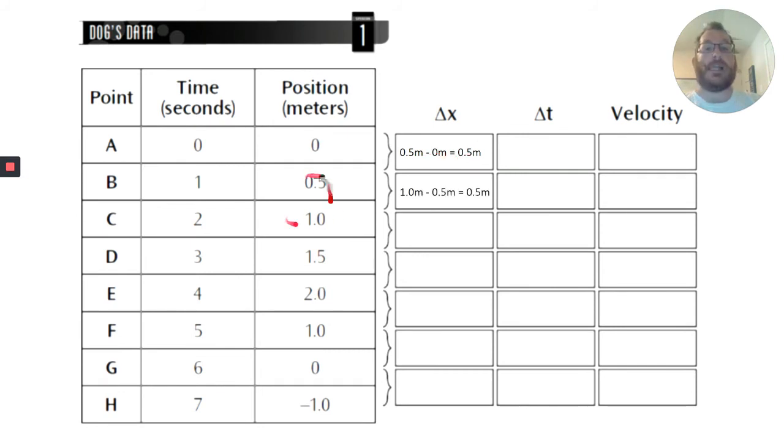If we ended up at 1 and we left from 0.5, then we went 0.5, right? 1 minus 0.5 gives us 0.5. Same thing here, 1.5 minus 1 gives us 0.5. Same thing here, 2 minus 1.5 gives us 0.5.